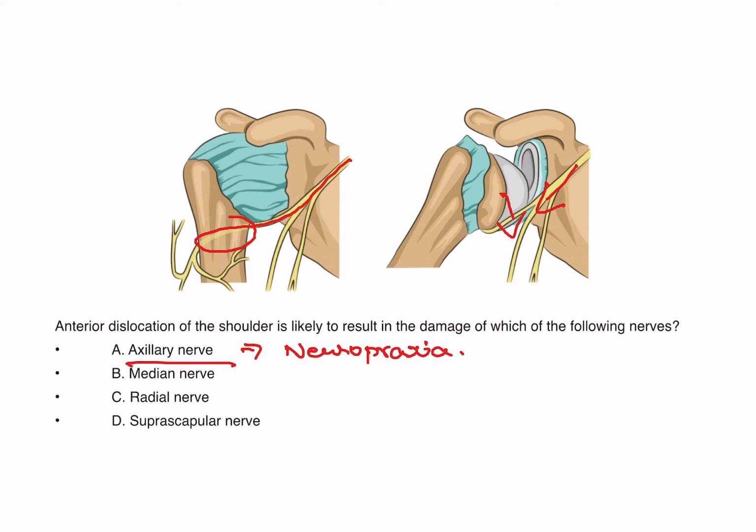Okay, the suprascapular nerve goes there to supply the supraspinatus and then goes through the spinoglenoid notch and comes down there, and it supplies the infraspinatus at the back. Okay, at the back and not in the front. So axillary nerve injury is more common than any other nerve listed in this option.